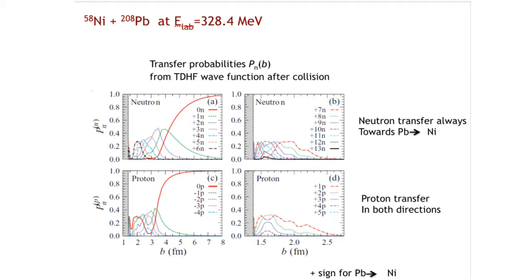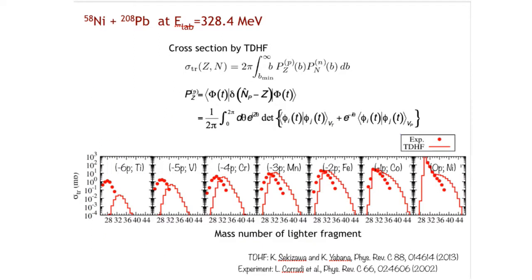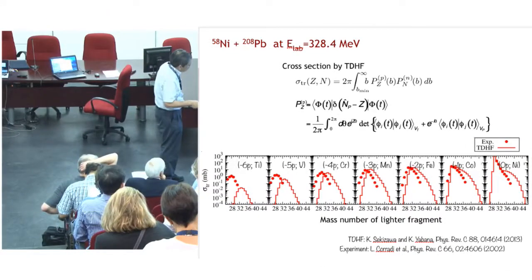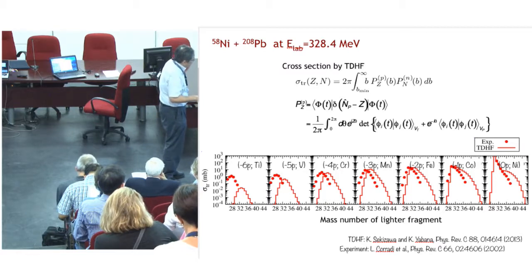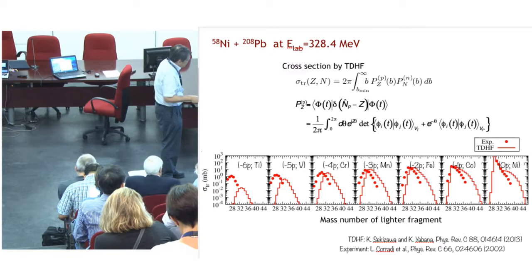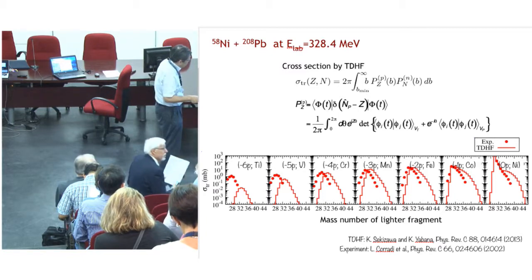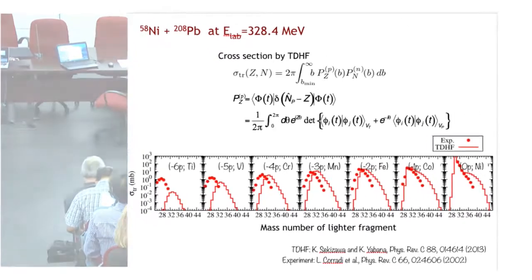So it's a comparison of the cross-section with the experiment. Looking at the cross-section, this is zero proton transfer. So the proton is not transferred, but the neutron is transferred from lead to nickel. So 1 neutron, 2 neutrons, a small number of transferred nucleons. The cross-section is rather well described. But as the number of transferred protons increases, the cross-section is underestimated by the calculation. And also the peak position of the neutron is shifted.